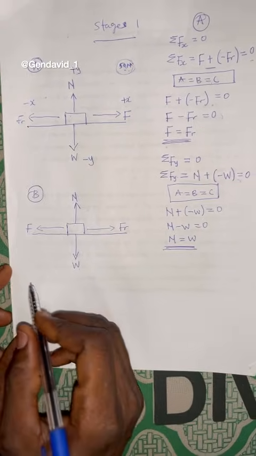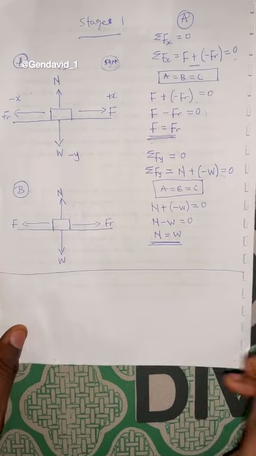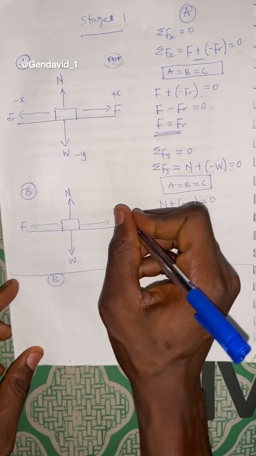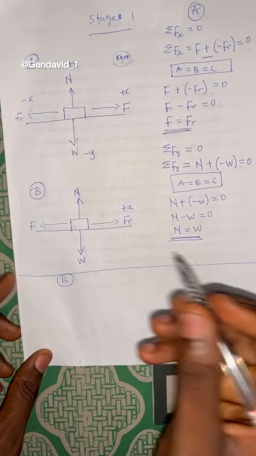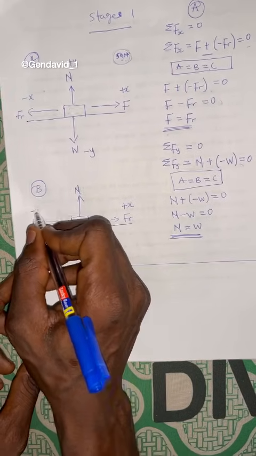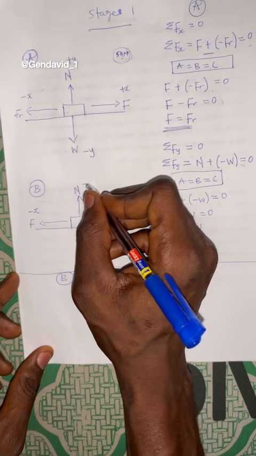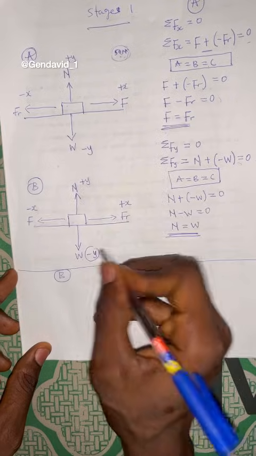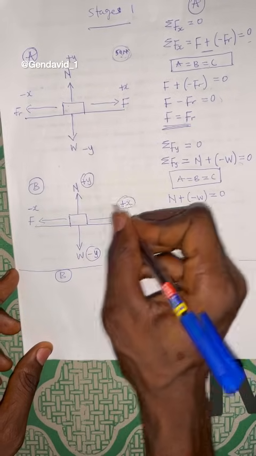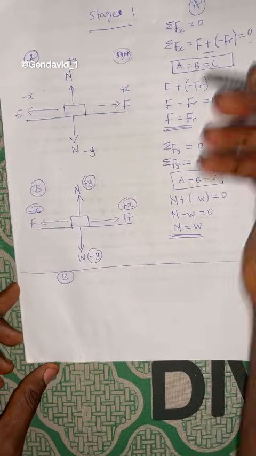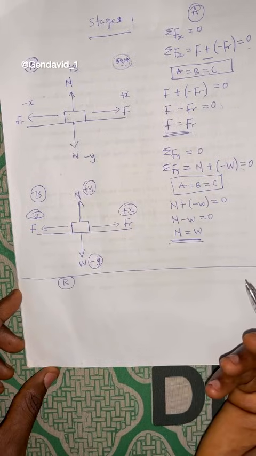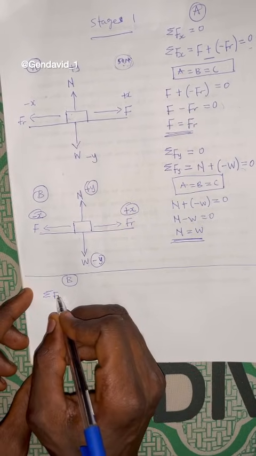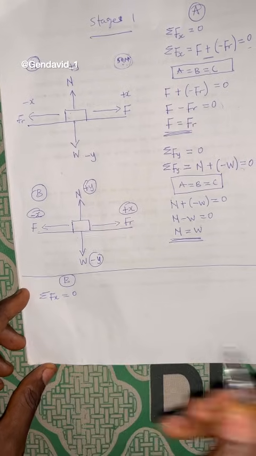Now let's go. With this second case now, let me explain the part B here. For the part B, when you see the frictional force is the one going towards the positive, then the applied force is going towards the negative. This one is going towards the positive, this one is going towards the negative y, as you can see. So let us go. Let me firstly resolve the horizontal components.